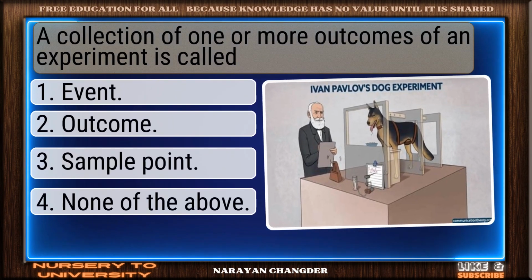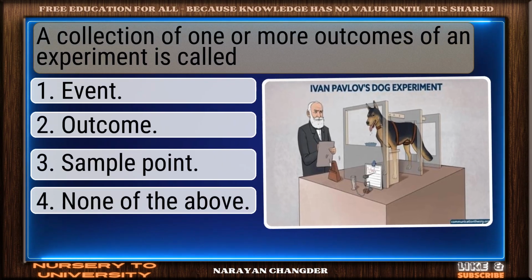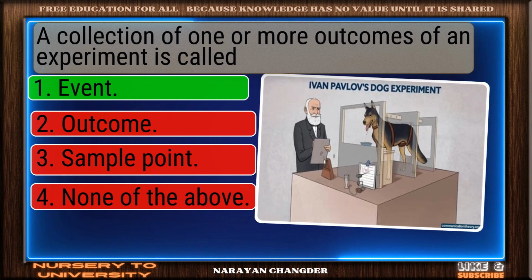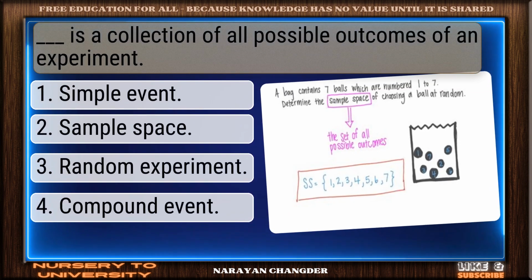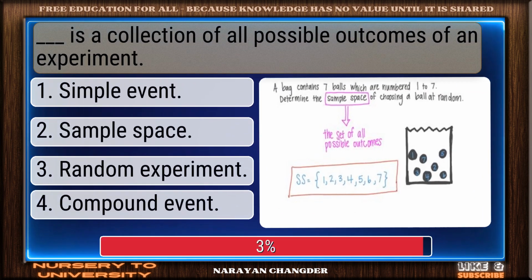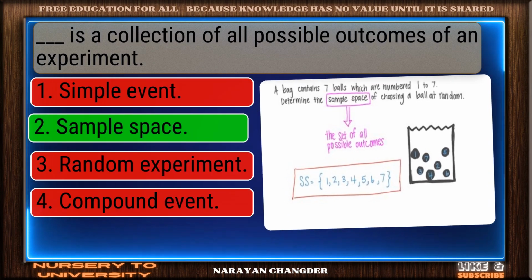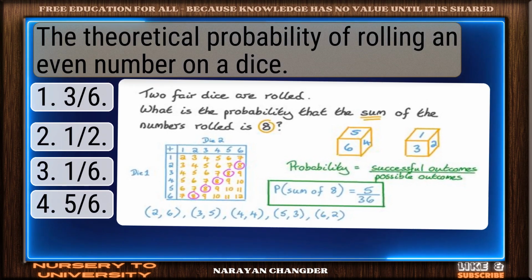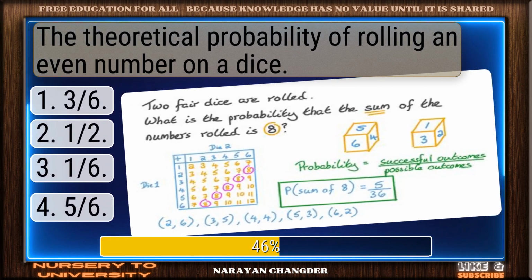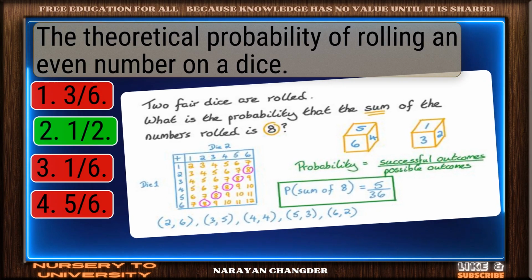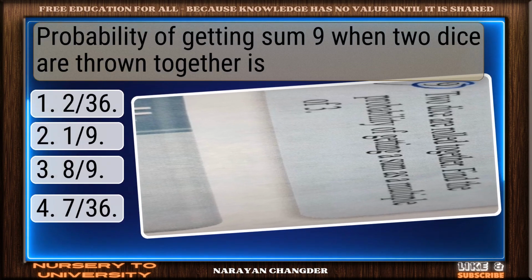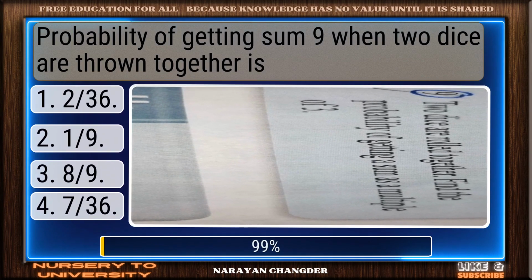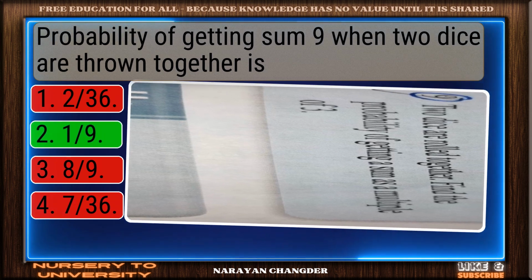A collection of one or more outcomes of an experiment is called. Well-reasoned. Event is correct. Dash is a collection of all possible outcomes of an experiment. Well done. Sample space is right. The theoretical probability of rolling an even number on a dice. Nice selection. 1 by 2 is correct. Probability of getting sum 9 when 2 dice are thrown together is. Good job. 1 by 9 works well.